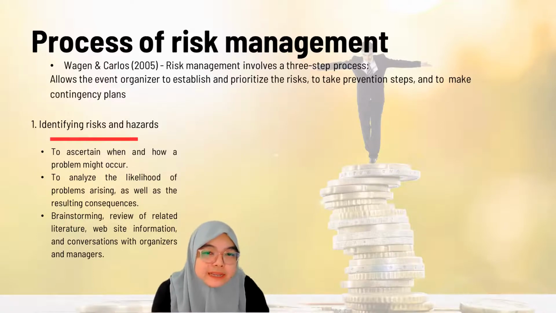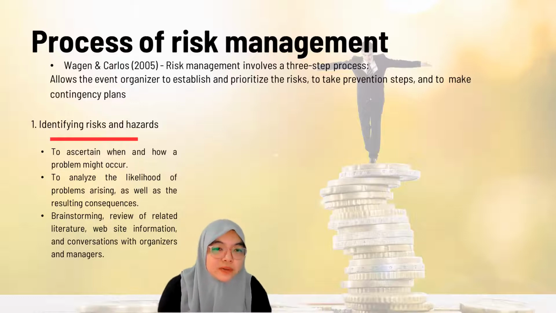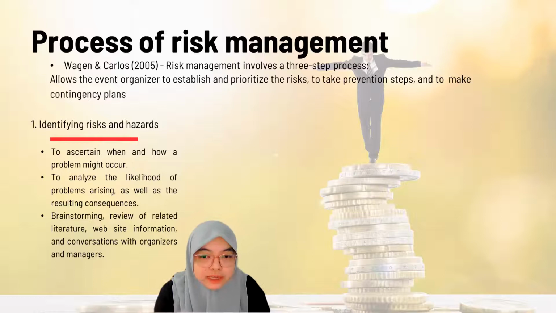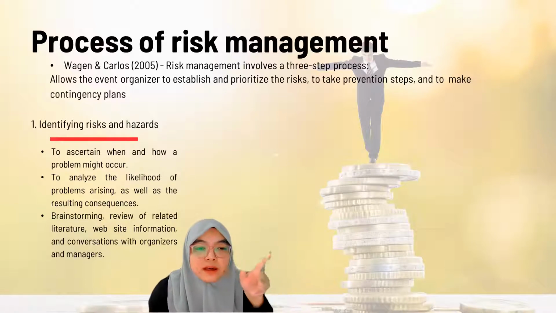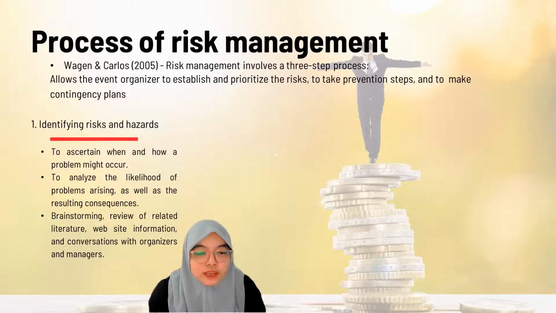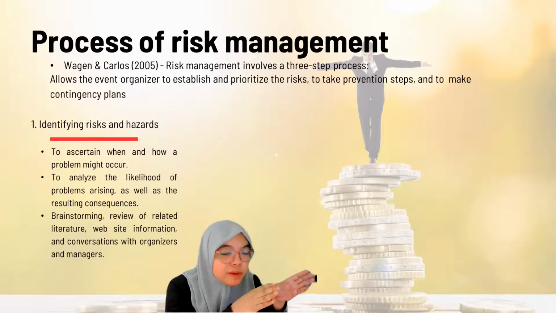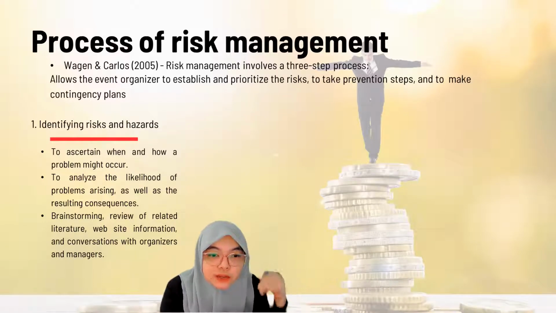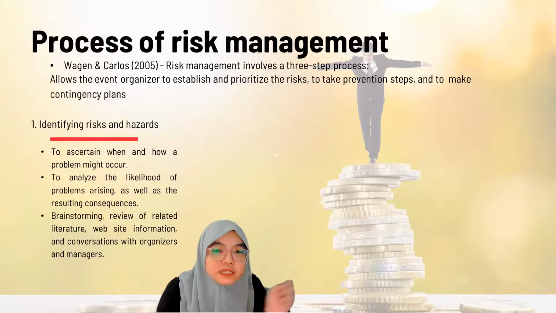And then, to analyze the likelihood of problems arising as well as the resulting consequences, you need to check if there is a problem or a risk towards your event. You need to check whether any problem will occur and what is important. You need to brainstorm with other team members. Review of related literature means you need to check if any similar problem happened in previous events. If this problem happens, what were their solutions? So you always need to check and search for information.